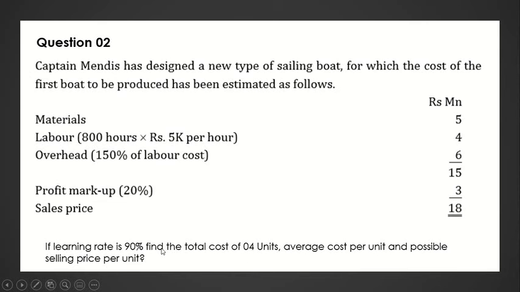are asking us to find out the total cost of 4 units. So they are asking the total cost of 4 units or 4 boats and average cost per unit. So if you are producing the 4 boats, average cost per unit or average cost per boat and possible selling price per unit. So I hope now you understood the question. So try to do it on your own. So here they have given the information for the first unit.